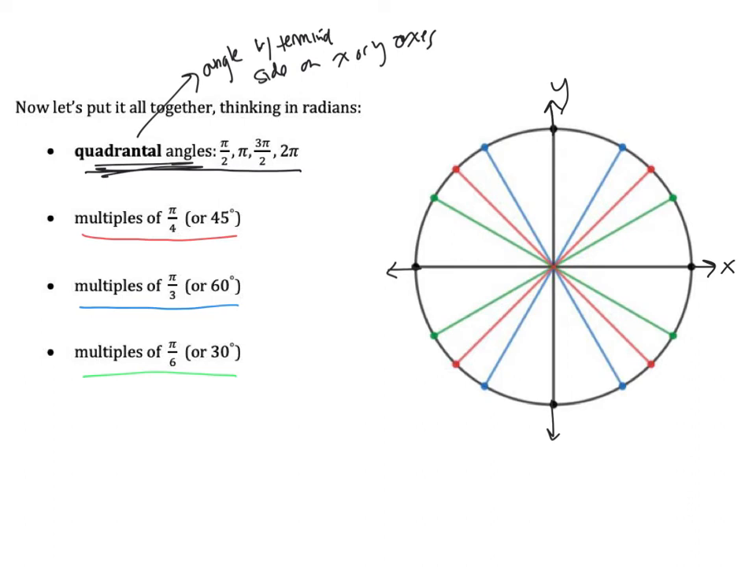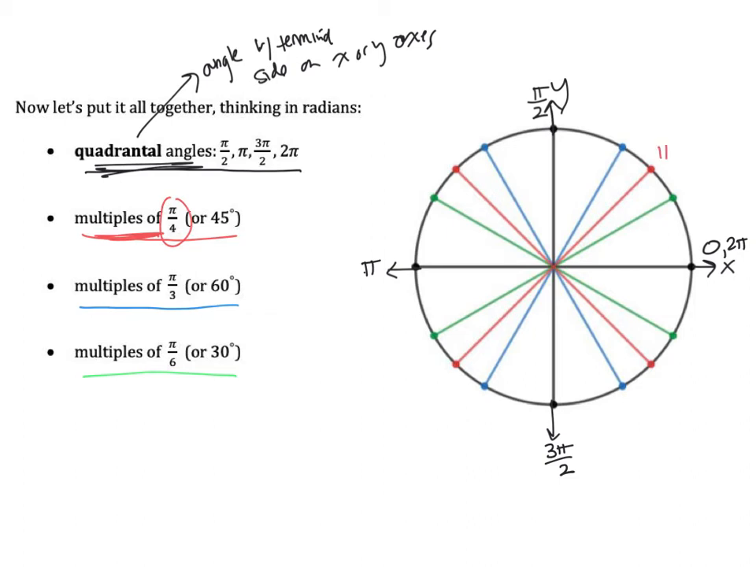So 0 is a quadrantal angle. Pi over 2 is a quadrantal angle. Pi is a quadrantal angle. 3 pi over 2 is a quadrantal angle. And 2 pi is a quadrantal angle. Those are the easiest ones. If you understand it's 0, pi over 2, it's like 0, 1/2, 1 pi, 3/2 pi, 2 pi, then the rest might be easier. So your multiples of pi over 4, your multiples of 1/4.